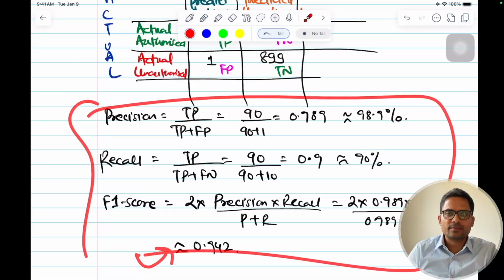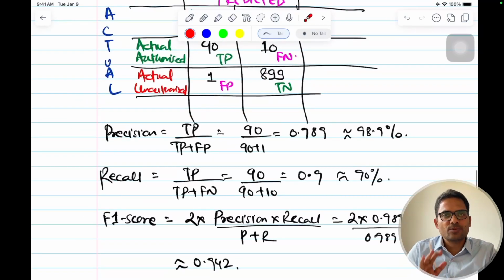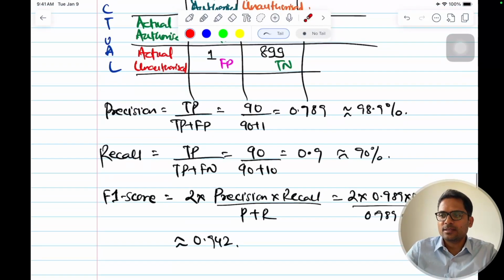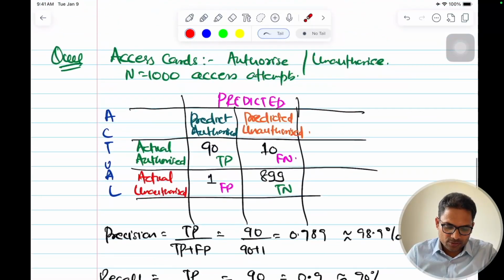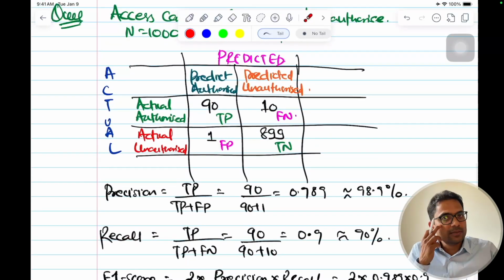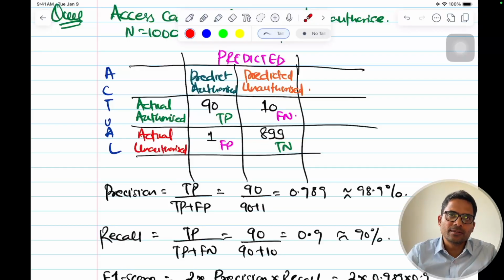So this is how you calculate. So I hope with numbers now it should make more sense and it should be very clear. So if F1 score is also clear, so these are the parameters that we deal with a lot. Then let's move to the next topic, that is receiver operating characteristic.